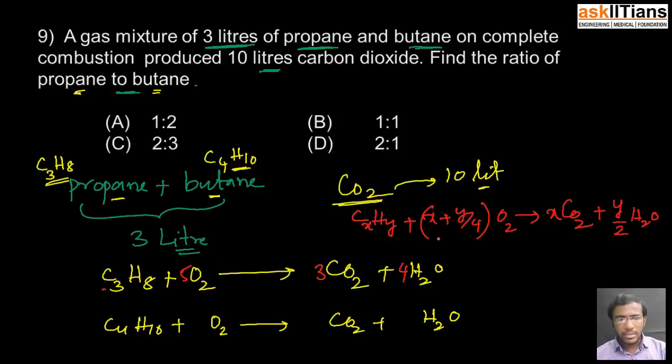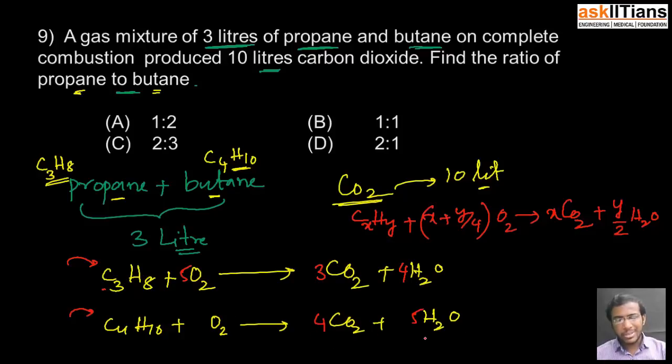Okay, that is 3 plus 8 by 2, you will get 5. So either you can remember the formula, or if you have trouble remembering it, you can balance at the moment only. So C4 is 4 CO2, and then next balance hydrogens, 10 hydrogens, so it should be 5.